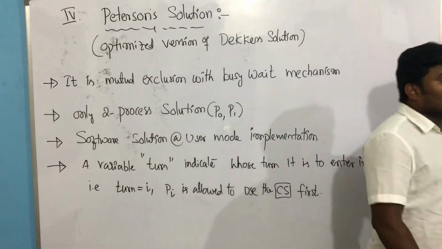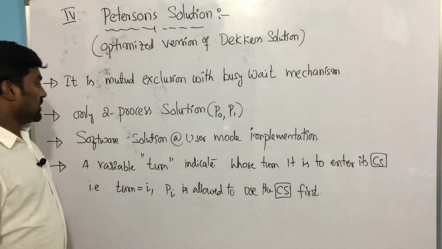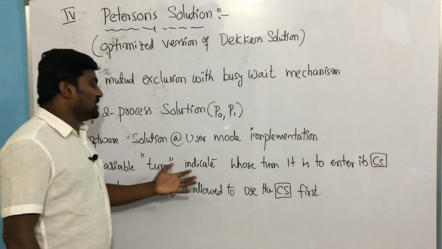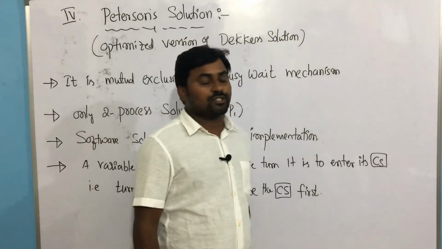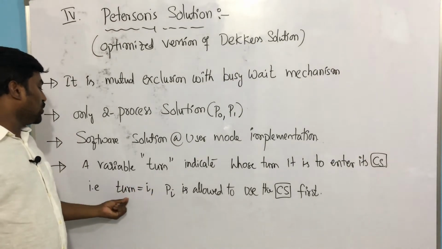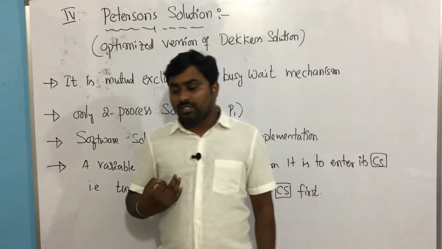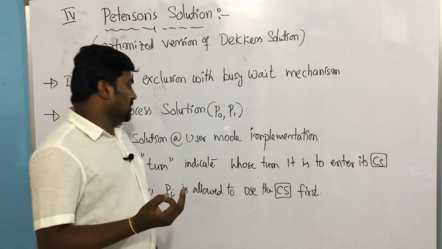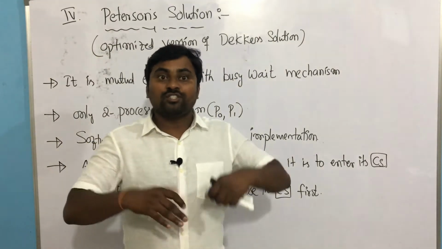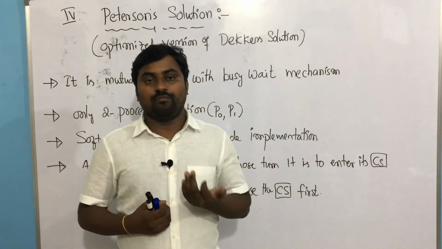It is basically designed for implementing user applications in which critical sections are present. The variable turn indicates whose turn it is to enter the critical section. When I write turn equal to i, process i is allowed to use the critical section first. Here also we are using the turn value, and turn decides which process is going to use the critical section first. But we are not going to initialize the turn value. Here we need to understand clearly.